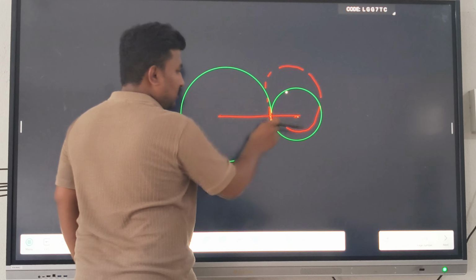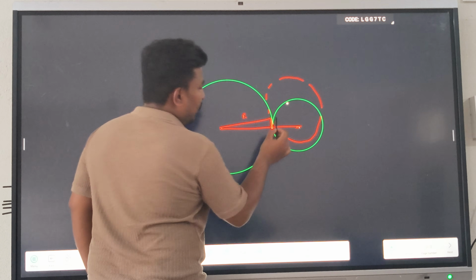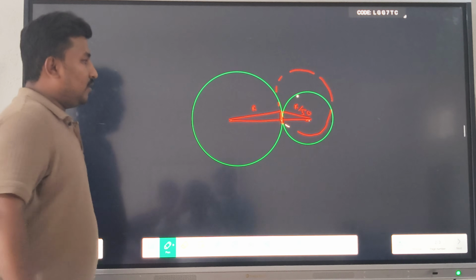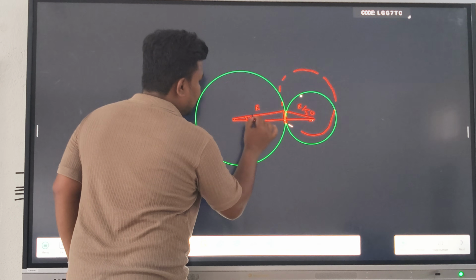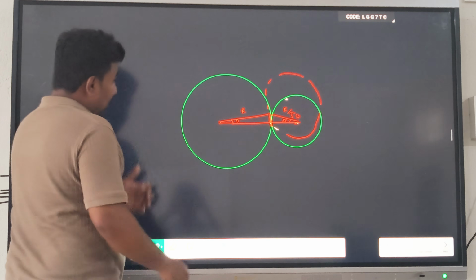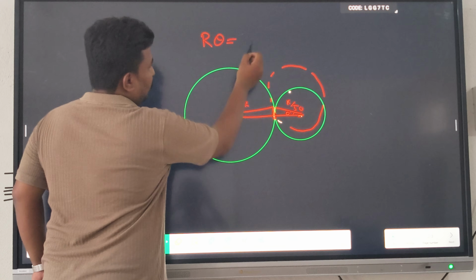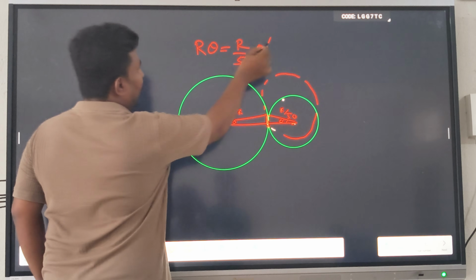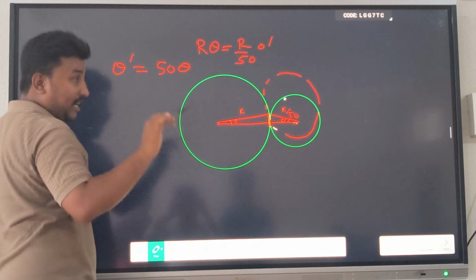No slipping means that the arc length rotated will be the same. I will consider this radius is R and this radius is R by 50. If there is no slipping, then the arc length should be the same. Let us say this angle is theta and this angle is theta dash. Equating the arc length, R theta should be equal to R by 50 theta dash, which clearly gives the value of theta dash as 50 theta. But that is not the task here.